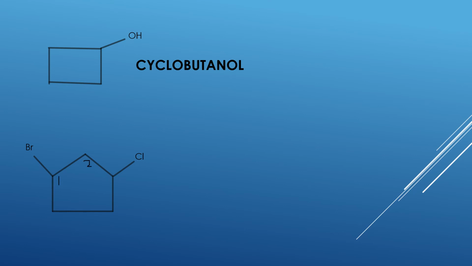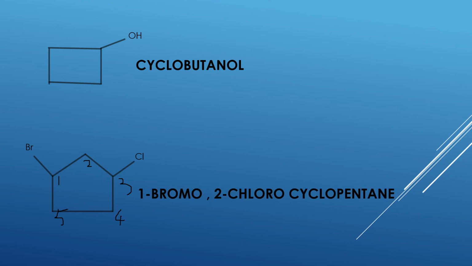So 1, 2, 3, 4, 5. 5 carbons. So on first carbon bromo, third carbon chloro. So we can write 1-bromo. It's not 2-chloro, no children. We have to write this as 3-chloro, not 2-chloro. So what we can write? 1-bromo-3-chlorocyclopentane. Not 2, this is 3. 1-bromo-3-chlorocyclopentane.